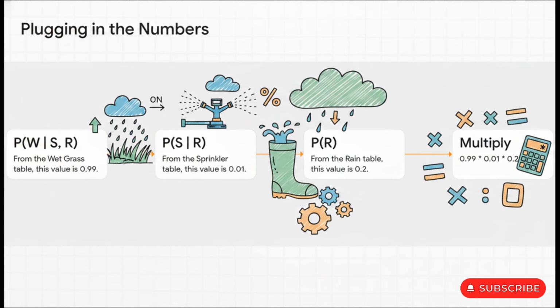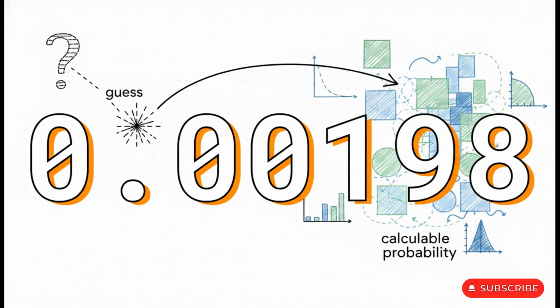And now we just plug and chug. We just have to look up the numbers we already defined in our tables. So, step 1, probability of wet grass given sprinkler and rain, that's 0.99. Step 2, probability of sprinkler given rain, that's 0.01. And step 3, the base probability of rain, that's 0.2. Now for the easy part, we just multiply those three numbers together. And there it is, 0.00198. That's less than a 0.2% chance.